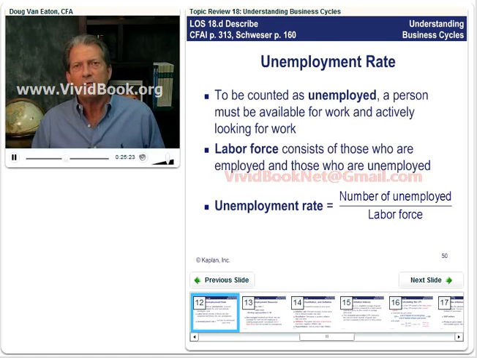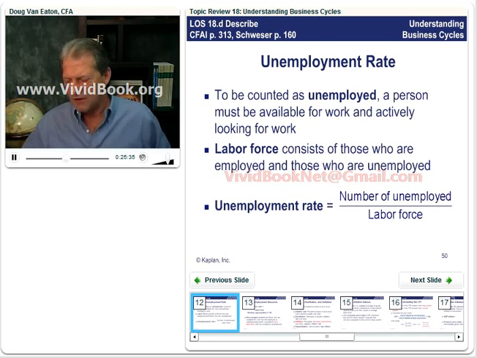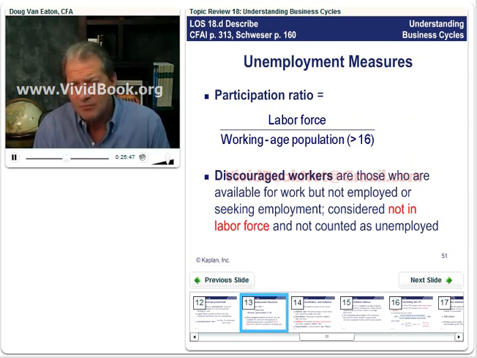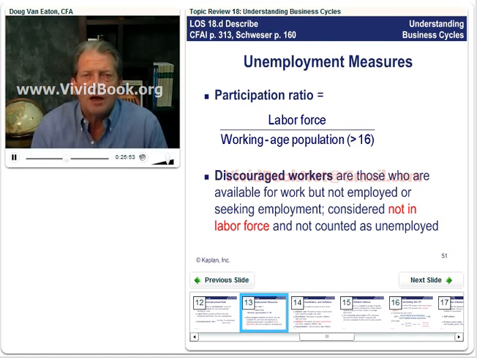The unemployment rate is simply the number of unemployed divided by the number in the labor force. So it's the percentage of the labor force that's currently seeking work and available for work, but not working. The participation ratio is the labor force to the working age population. Might be the working age population outside of prison, but depends on how it's defined, I guess. In general, the participation ratio just says, well, what percentage of the working age population are either actively seeking employment or employed? That's the labor force.